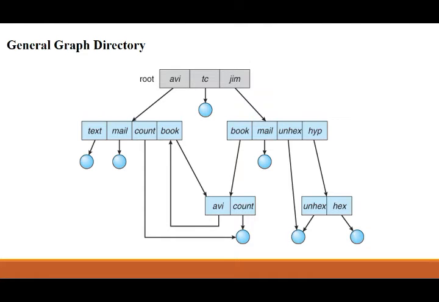General graph directory. If cycles are allowed in the graph, then several problems can arise. First, a subtree can become disconnected from the rest of the tree and still not have its reference count reduced to zero. Periodic garbage collection is required to detect and resolve this problem. Check disk and disk operating system search for this problem.